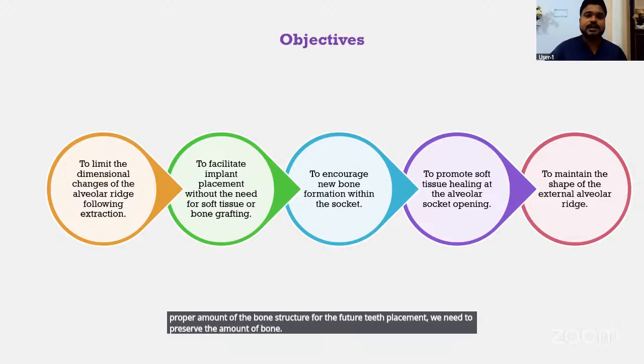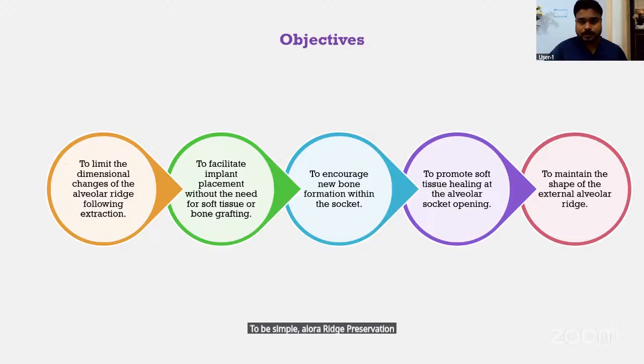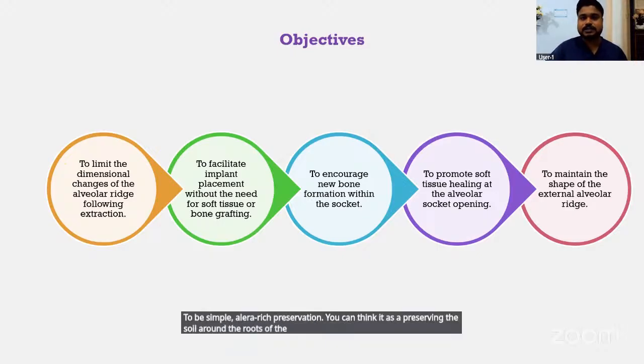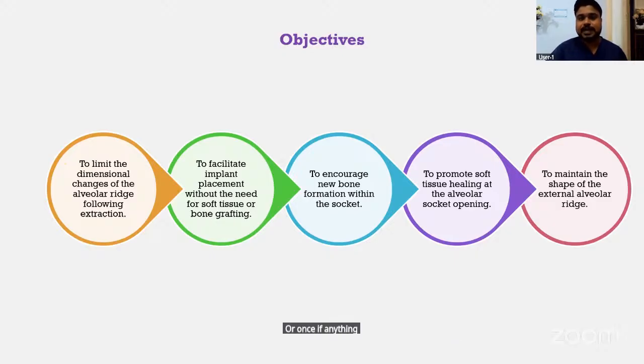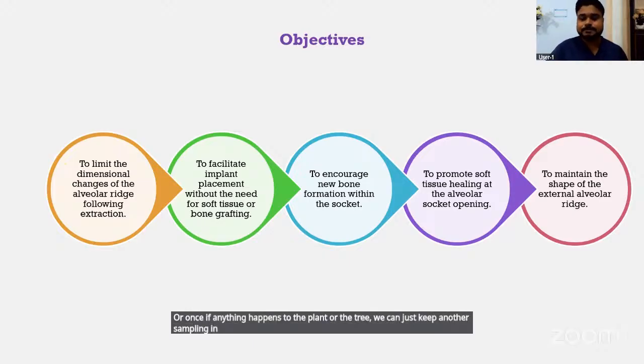To be simple, you can think of alveolar ridge preservation as preserving the soil around the roots of a tree so that the tree will be maintained well, or if anything happens to the plant or the tree, we can just keep another sapling in that place.